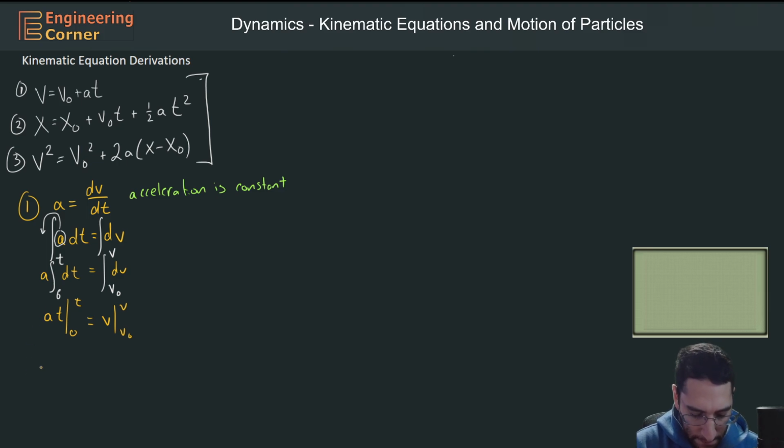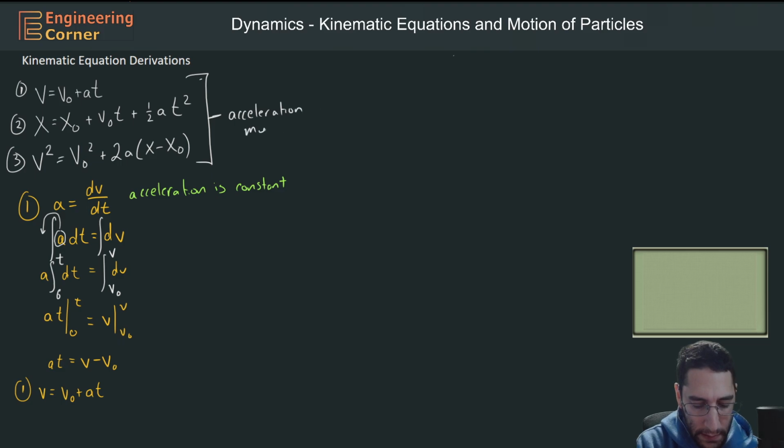So now when I plug our initial terms in, I'll get that my acceleration times time is equal to v minus our initial velocity. If I solve for v, I'll get v is equal to my initial velocity plus my acceleration times time. And this right here is my equation 1. So the limitation on these equations is that my acceleration must be constant. If my acceleration is not constant, I cannot use the kinematic equations.